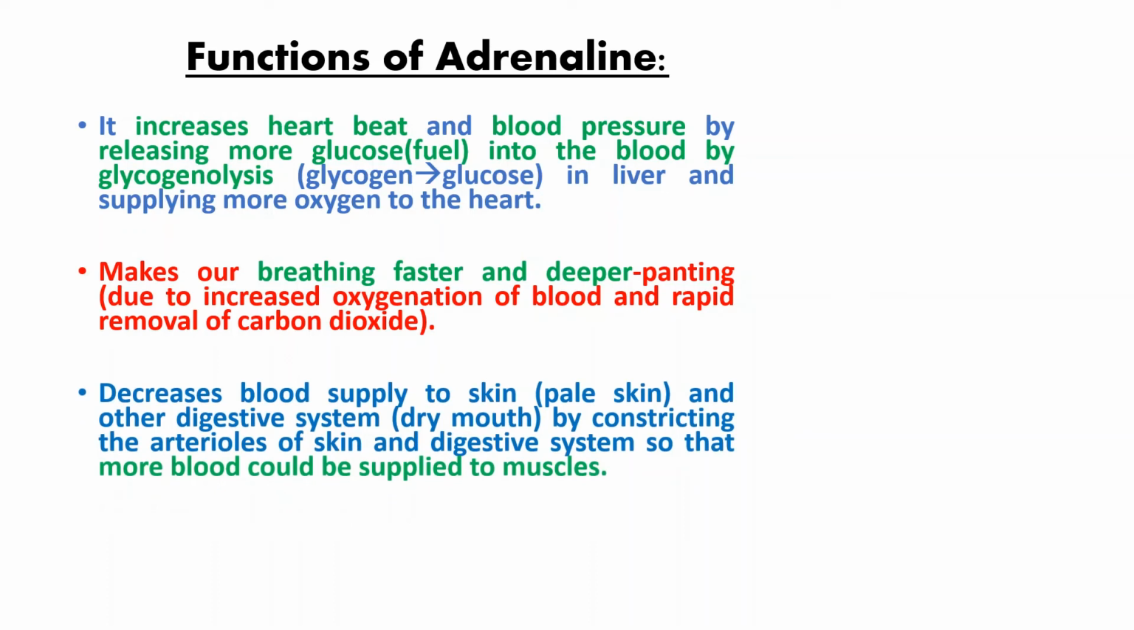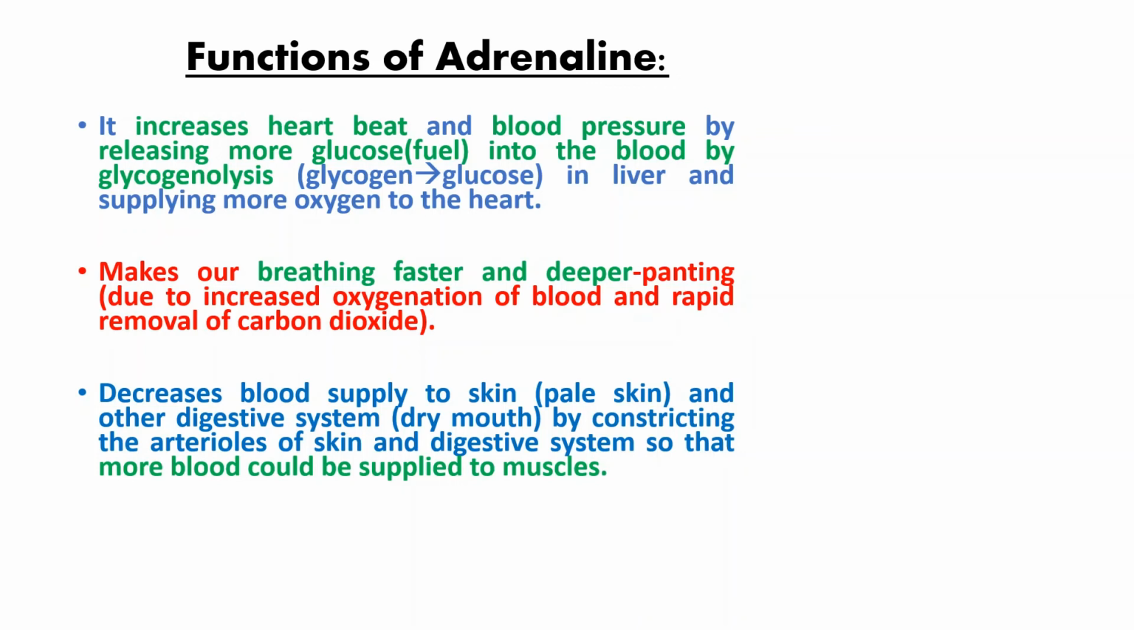Now, see, the main function of adrenaline is to prepare your body by supplying more energy or more blood to your muscles. How will that be executed? Obviously, by decreasing the supply of blood to your other organs. For example, it decreases the blood supply to your skin. That is why your skin becomes pale. It also decreases the blood supply to your digestive system. That is why your mouth becomes dry and you don't feel the urge to eat anything.